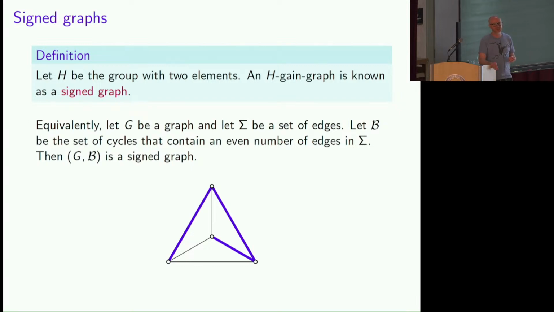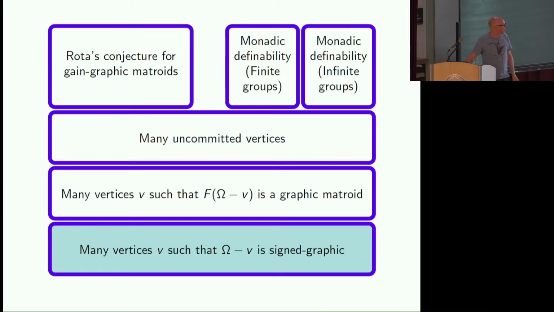So when I draw a signed graph, I'm going to mark the edges in sigma in blue. We'll be seeing drawings like this a few times. Okay, so that's enough background for the bottom block in my tower.